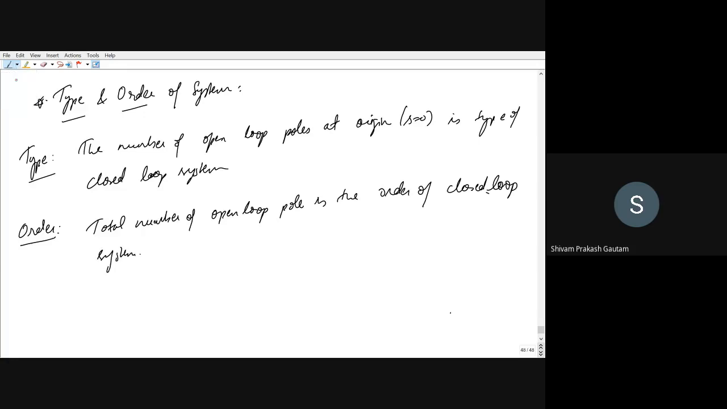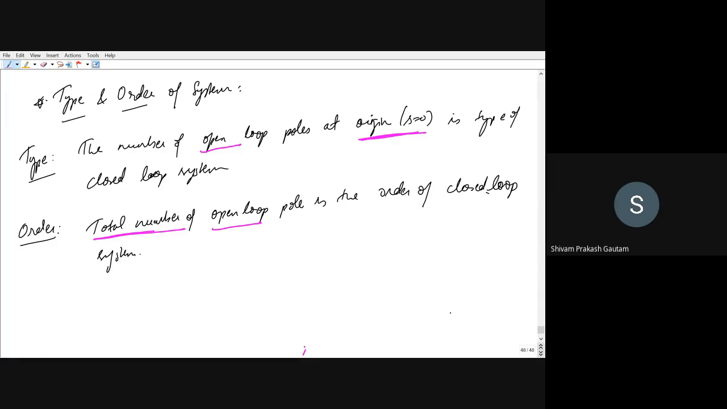Just understand the basic difference here. The important thing to note is that type and order will be judged based on the open loop. Based on the open loop transfer function, we will calculate type and order. We will shortly see what is open loop transfer function. And here, the number of open loop poles at origin, and here, the total number of poles can be at origin or it can be elsewhere, right?